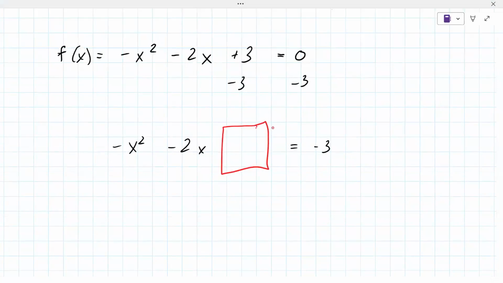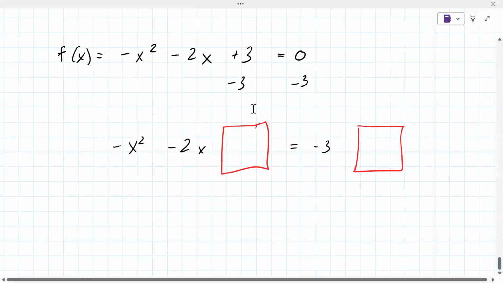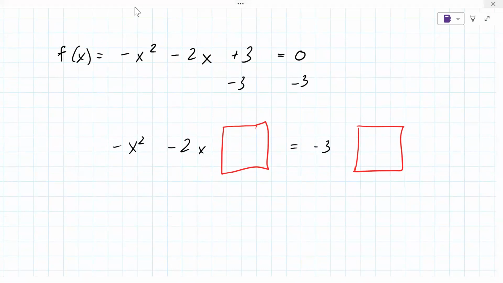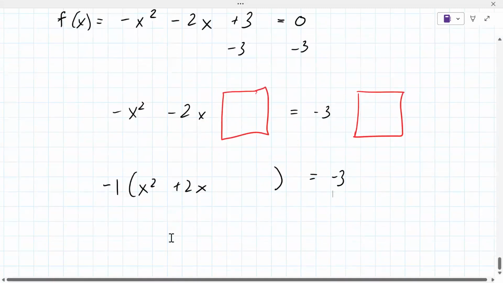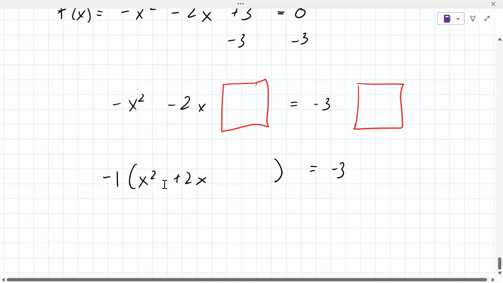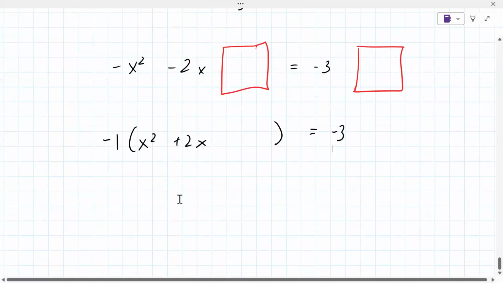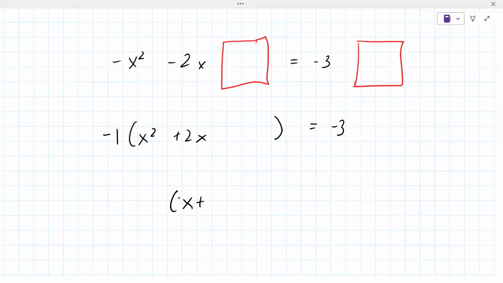Leave a space. And we're going to fill this in. But before we do that, we have to factor out this negative. If it's x squared plus 2x, leave a space. So now the part inside parentheses is the part that we complete the square on. So that becomes x plus 1 squared.